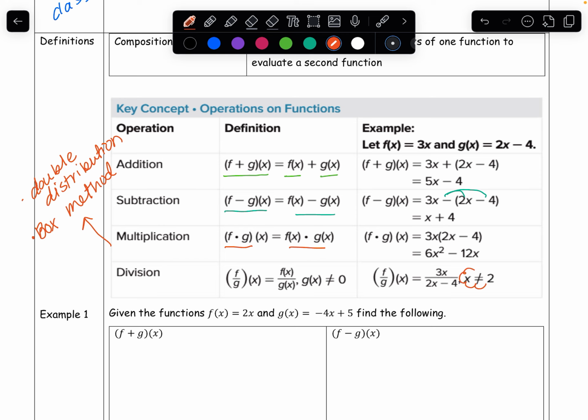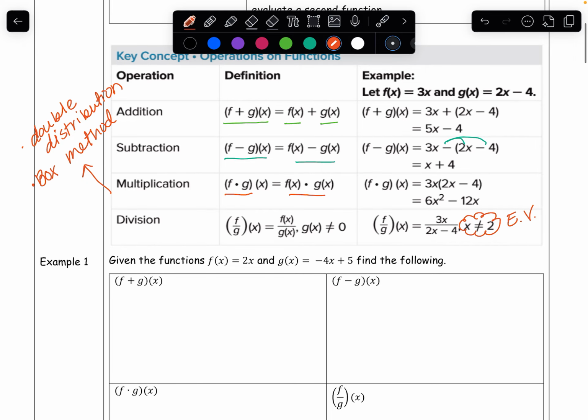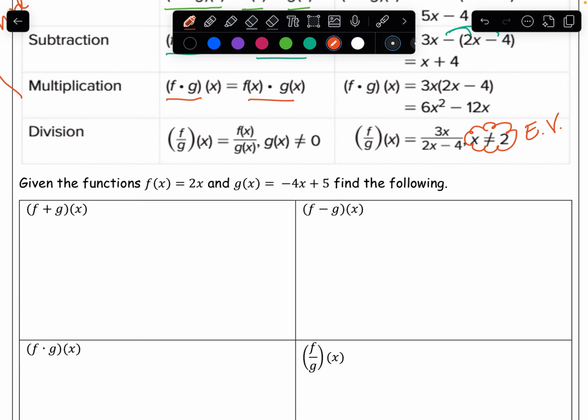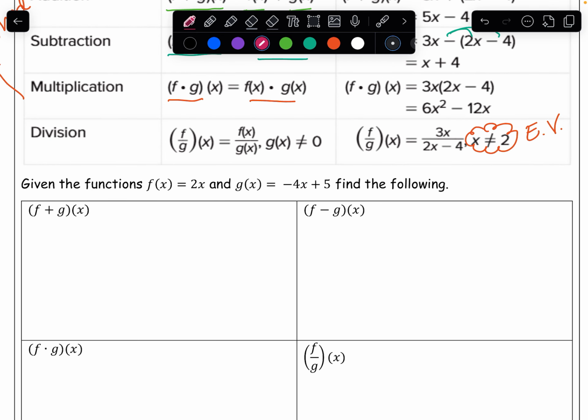And look at that, we have an excluded value from Unit 6. Or, oopsies, Unit 9. We're going to do this problem together. Example 1. We're given these functions and we're asked to find the following. We're given f plus g of x, so we're going to find f of x plus g of x.